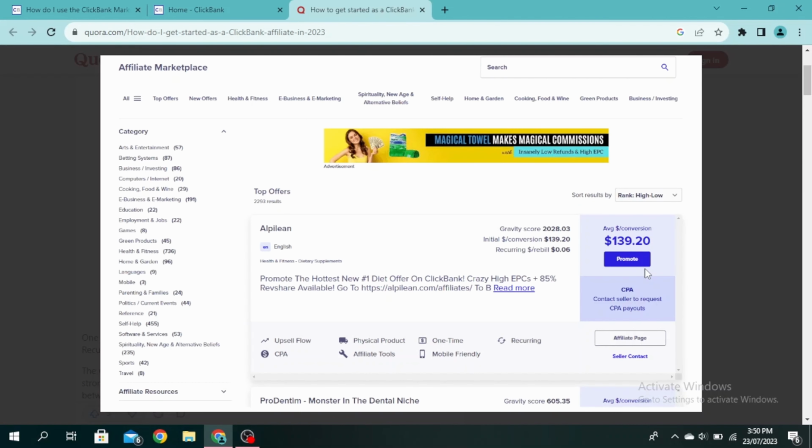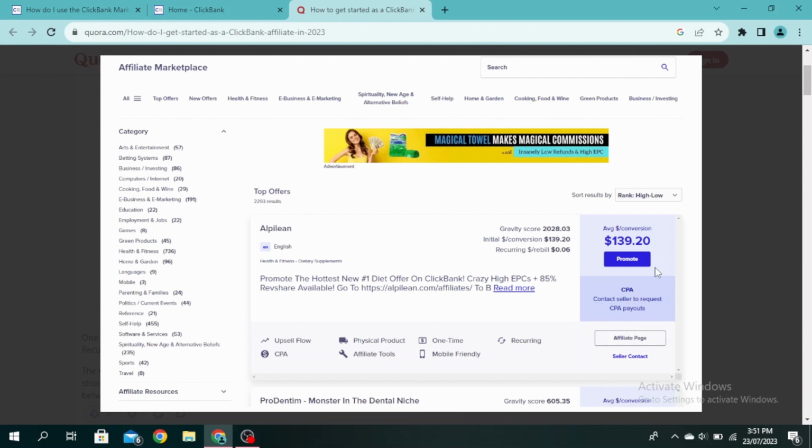You can see the Average Dollar Conversion is shown on this side. This is the average amount that an affiliate earns for each conversion to the seller's offer. It includes earnings from all sales: the initial sales, upsells, and the rebilling as well.